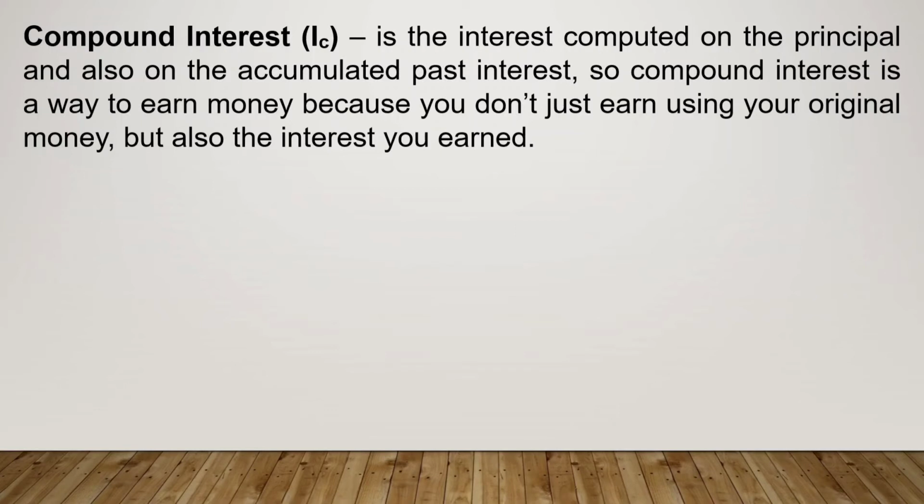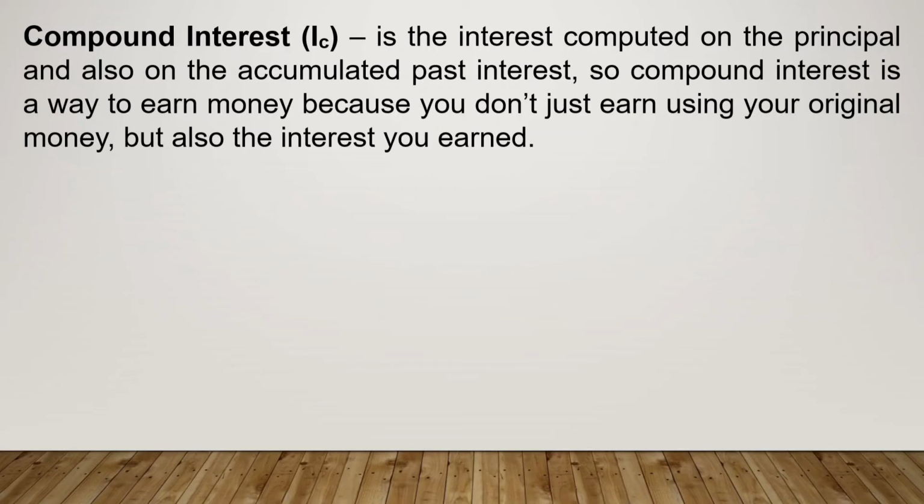So the computation of the interest is added to the principal, and then you're going to multiply it to the rate. And on the second year or third year, you're going to add again the interest on the second year to get the interest for the third year.